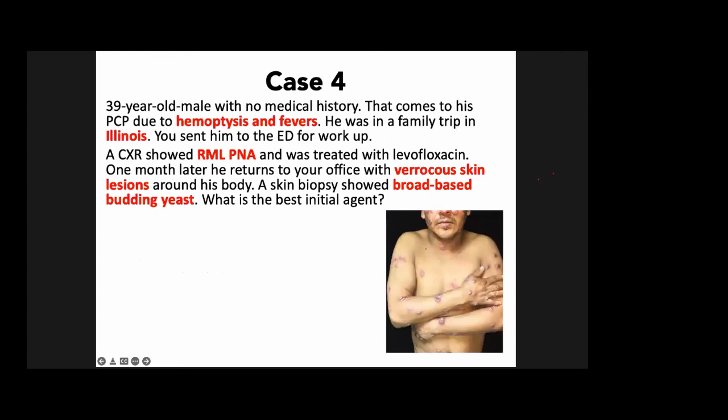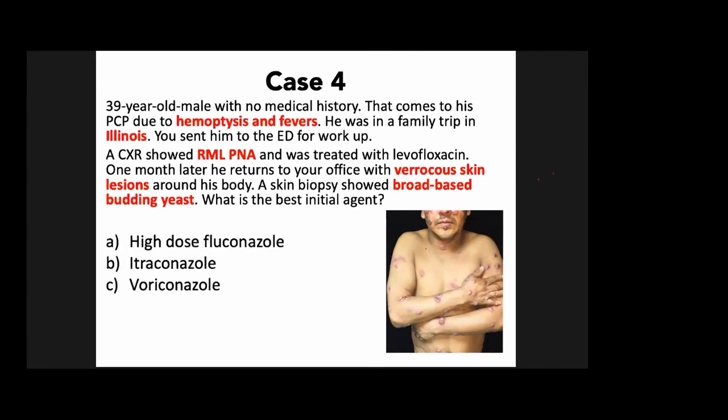Okay, case number 4. This is a 39-year-old male with no medical history who comes to his PCP due to hemoptysis and fevers. He was on a family trip in Illinois. You sent him to the ED for workup. The chest X-ray shows a right middle lobe pneumonia. He was treated with levofloxacin. However, he returns to you, his PCP, with verrucous skin lesions. They do a skin biopsy that shows broad-based budding yeast. So what is the best initial agent for this condition?